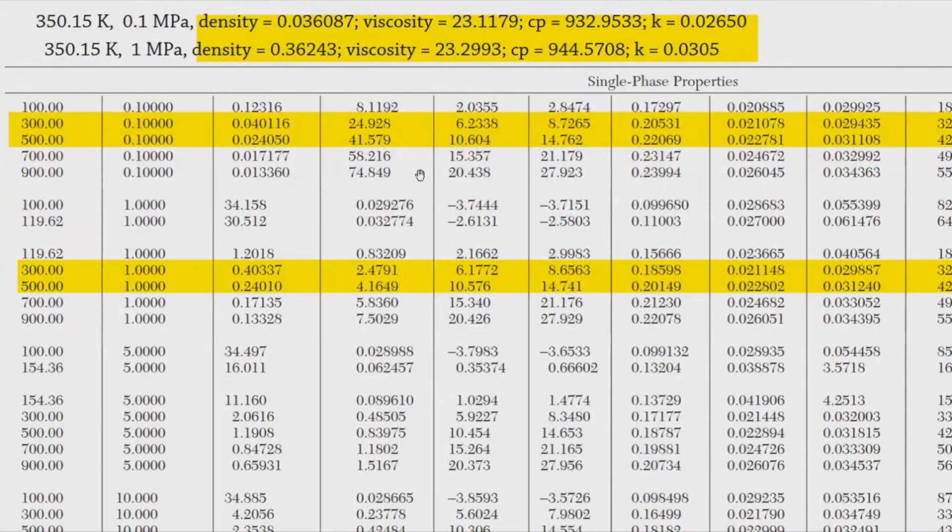So again, I wanted to repeat that you just have to interpolate in between these using 350.15, jot down all the data that you will get, interpolate here in temperature 350.15, that's our film temperature, and then jot down all the data, and then interpolate again in between 0.1 and 1 megapascal where the pressure would be that 2 atm.